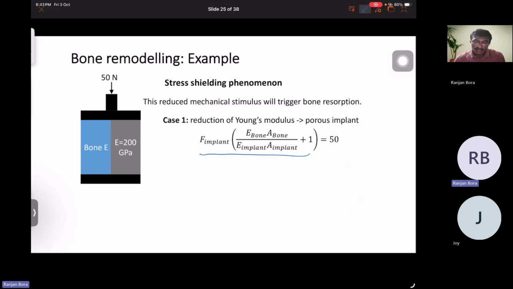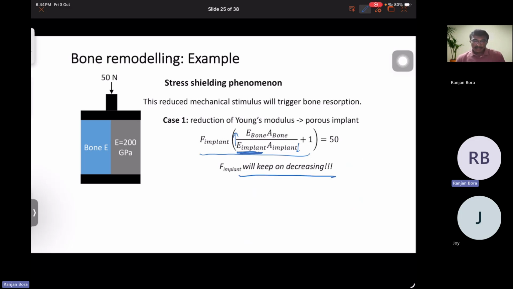So here, if we reduce the stiffness of the implant, you can see that this denominator value is getting reduced. So overall, the value of this equation, the value inside the bracket, will increase, and if we then evaluate the F implant, it will keep on decreasing.